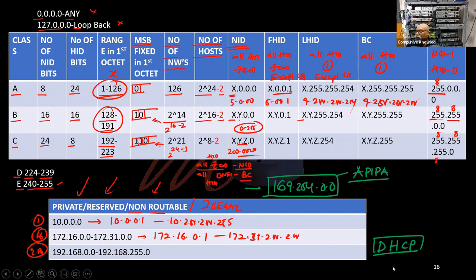If DHCP fails, if DHCP is not responding, your system will take an automatic private IP address, which is 169.254. Automatically. You switch off your Wi-Fi network at home and see, after some time your laptop will get this IP address. Is it clear? So this is also a private IP. See, today's entire class is this only, right? Any doubts?